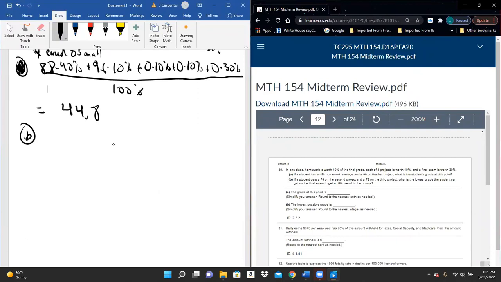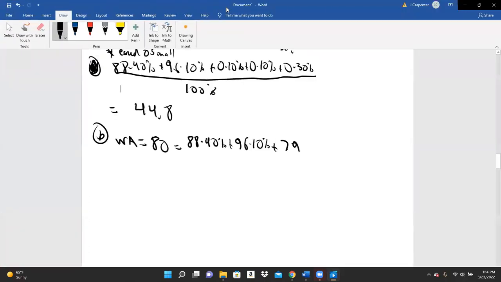So we do have other things to account for. Our weighted average, which we want to be an 80 overall. We still have our 88 on the homework. We still have our 96 on the first project, but now we have a 79 and a 72 on the other projects. I need the full space. So again, this was the homework. This was project 1, project 2, and project 3.